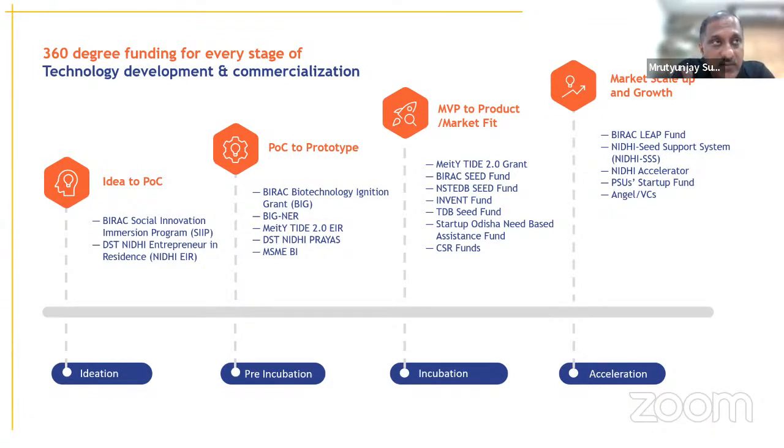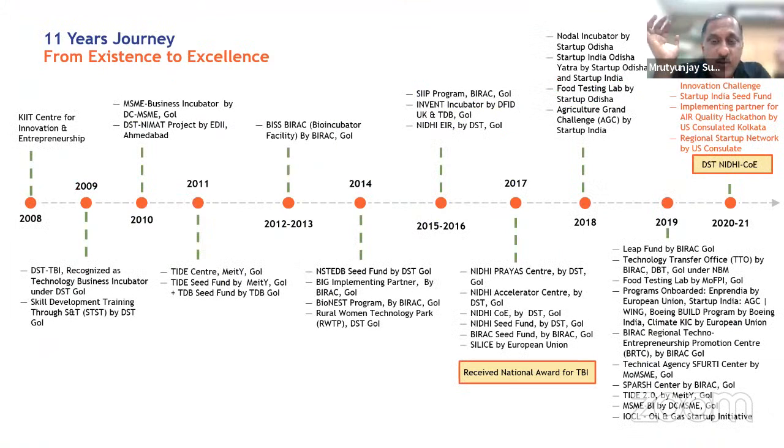I told you from the beginning, funding is not a problem. If you are building the right technology, which addresses an unmet need, and if you solve it, there is a client waiting for you. You can commercialize it. There's nothing like it. I think funding is going to come automatically. Look at these 11 to 12 years of our existence as an incubator. We have brought in a lot of funding and support from the government in India, European Union, US consulate, everywhere, and supported more than 300 odd companies like you who are looking at incubation.